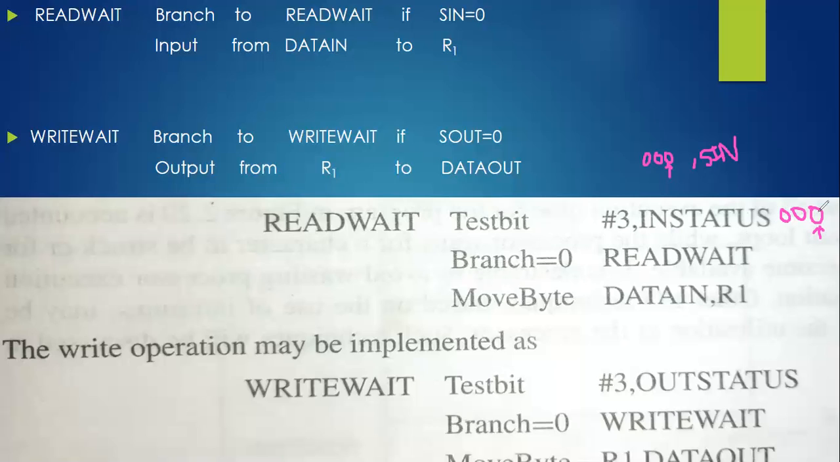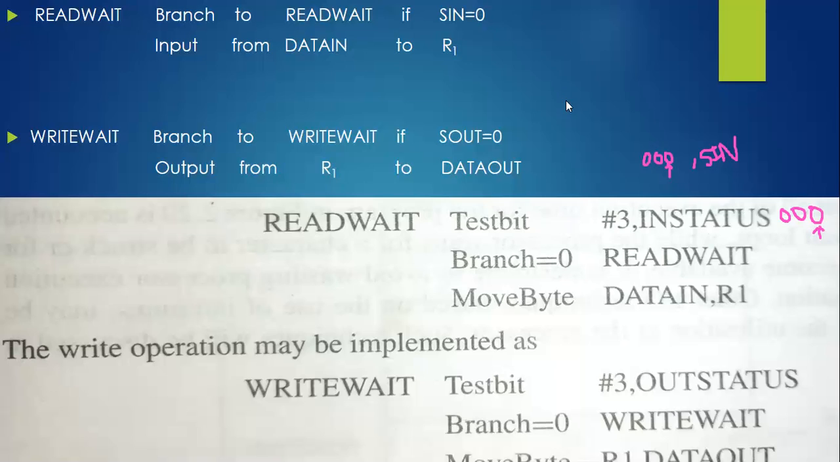Until this 0 turns to 1, we need to keep waiting for the read operation. Again, a second time, if S in is still 0, you check the third bit in status, which is S in. The third bit will be 0. Then again branch if equal to 0, condition satisfied, go for read wait.